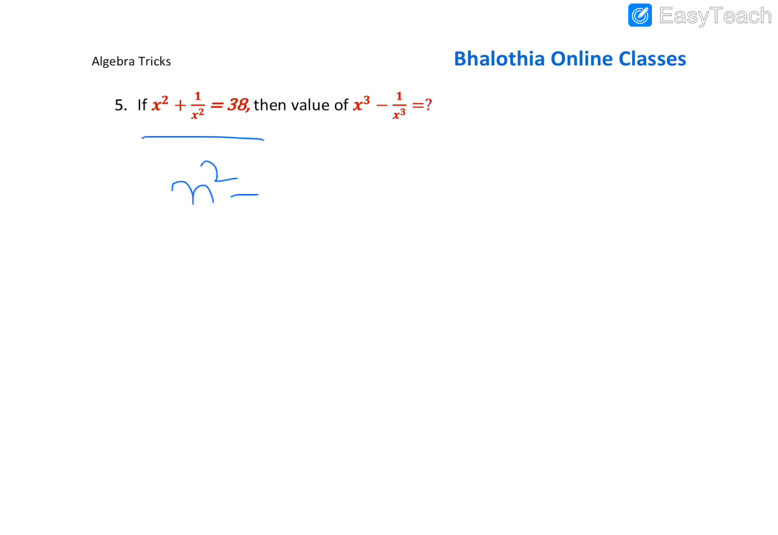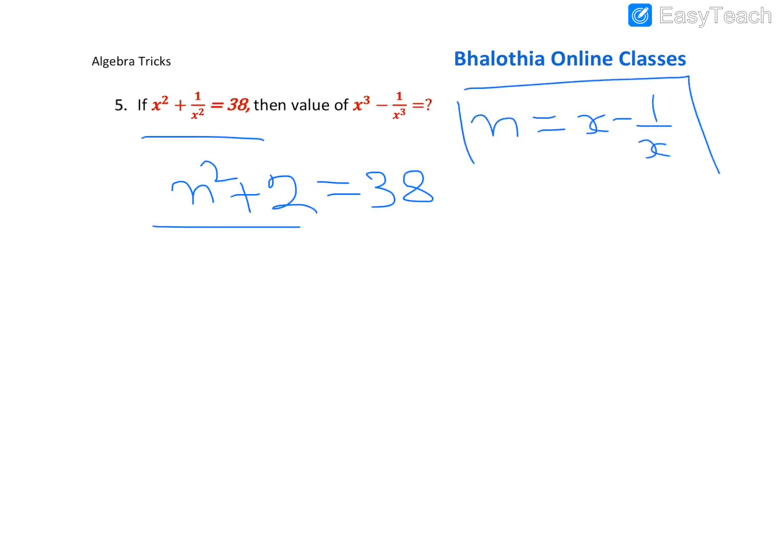That is n square plus 2, right? And that is given equal to 38. So we will, and n, what is n? n equal to x minus 1 upon x. Okay, so that is our n.